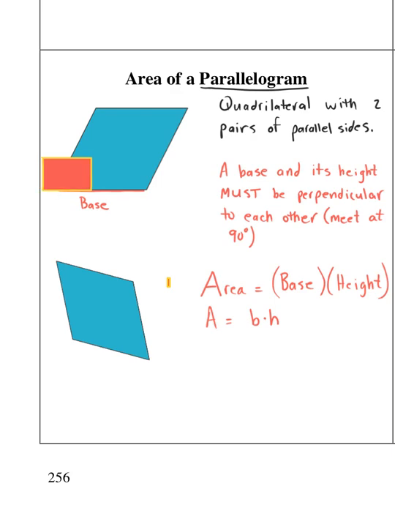I can move this, and I've got to get it to the other side. So there is an example of a height. Alright, I can move this over, and I can draw it in here. There are many places to put a height. I can put it right here. It just has to be perpendicular.